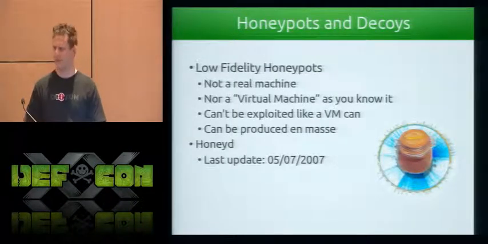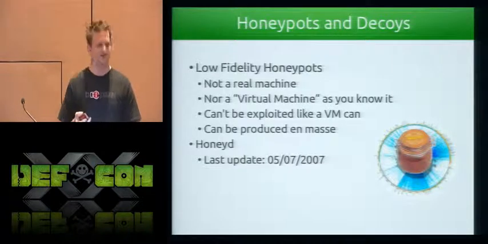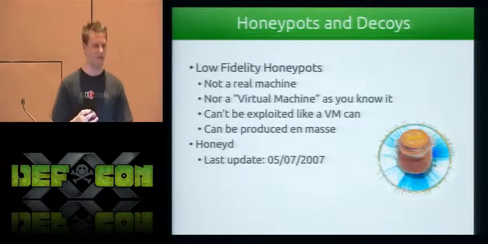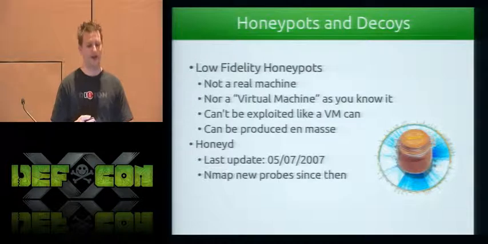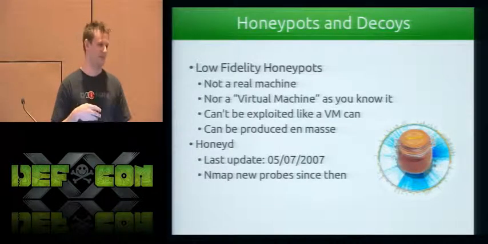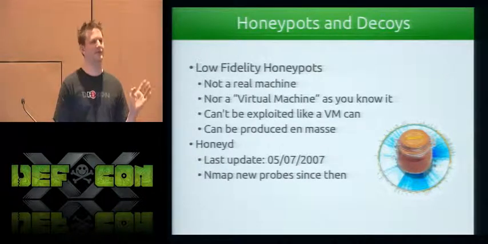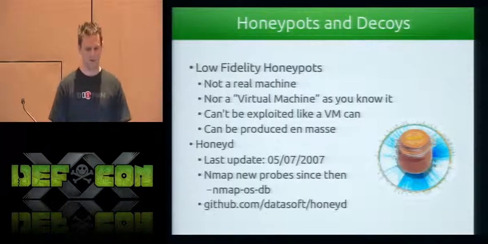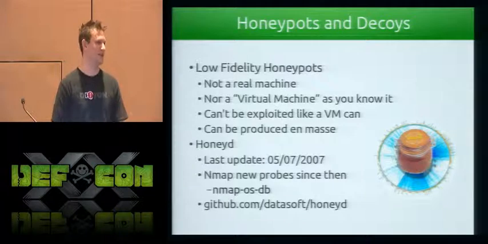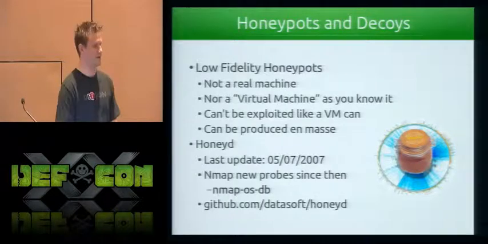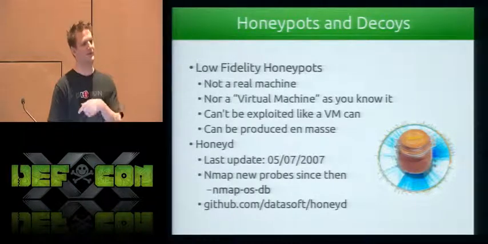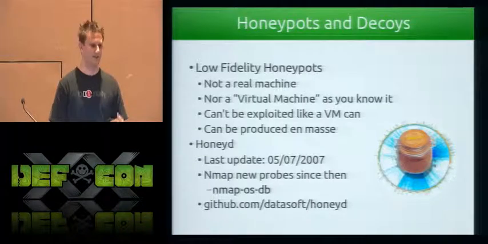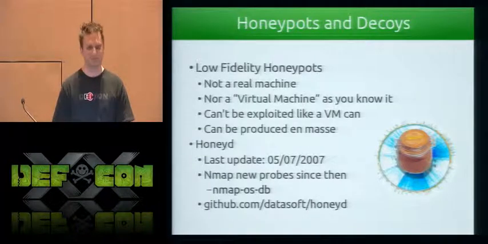One of the problems with HoneyD, however, if you're familiar with it, is that it hasn't gotten an update since like 2007. That's rather a problem because since then, Nmap has put in new operating system probes, and so it completely fails at giving the right operating system. So one of the things we had to do was update that. If you go to our repository at github.com/datasoft/HoneyD, you'll find an updated version of HoneyD that actually responds properly to the new Nmap operating system probes, so it'll work with the new versions of Nmap.